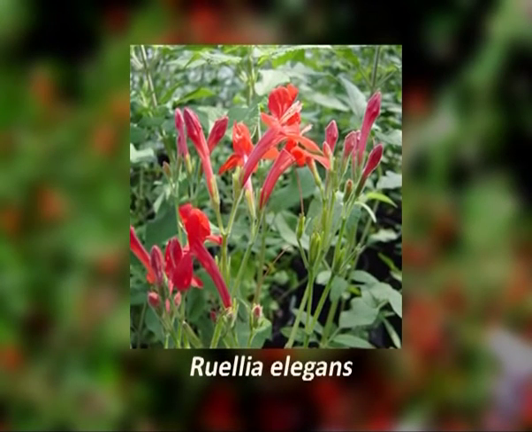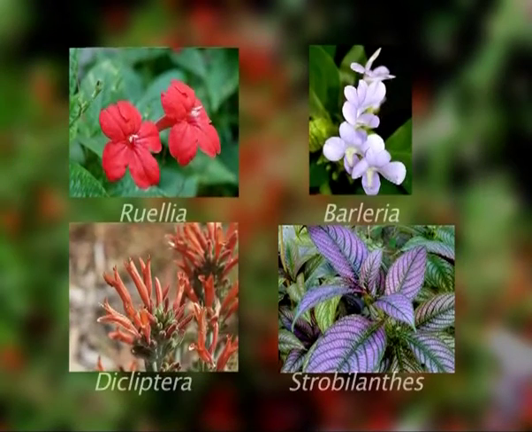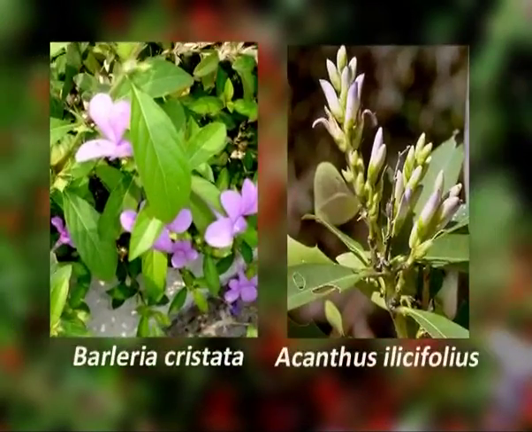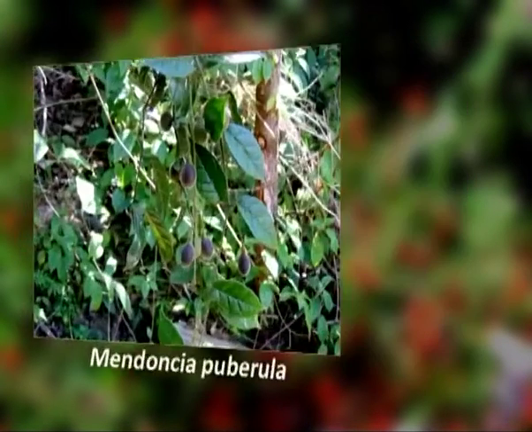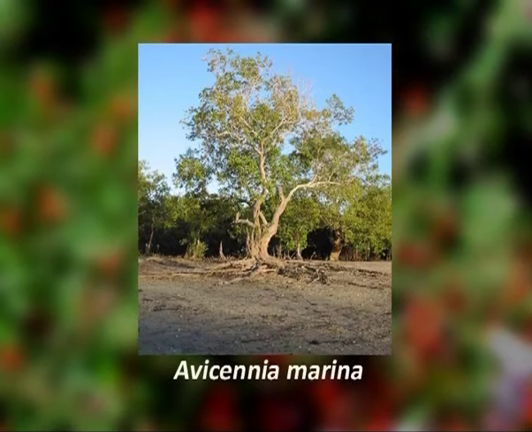The Ruellieae comprise probably 3/4 of the diversity in the family and include large genera such as Justicia, with about 700 species. Ruellia, Barleria, Strobilanthes and Dicliptera are its other members. Acanthaceae show a wide range of habit types, from herbs exemplified by Acanthus mollis and Andrographis paniculata, to shrubs like Barleria cristata and Acanthus ilicifolius, and climbers like Mendoncia puberula. Tree habit, though rare, is known in the family.